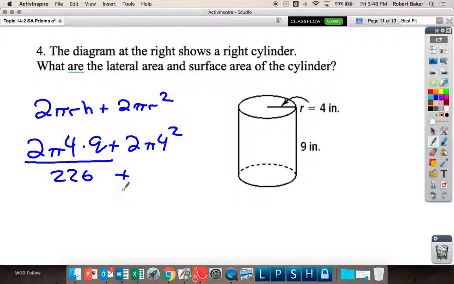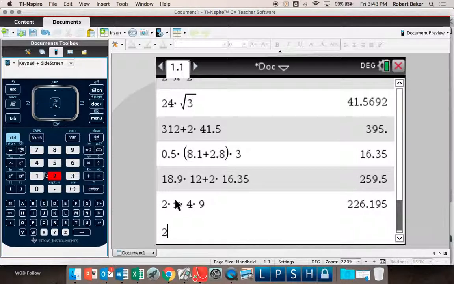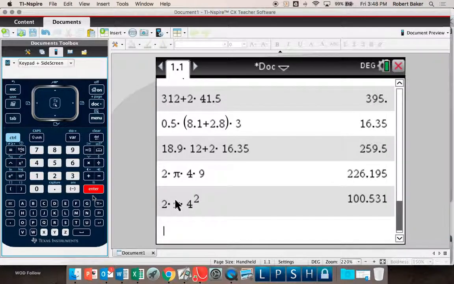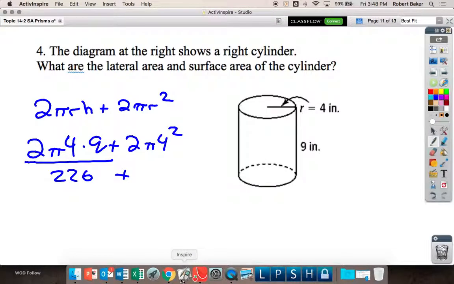The area of the base is 2 pi 4 squared. 100-ish. So lateral surface area is 226. Total surface area, 226 plus 100. Oh, nope, shouldn't.